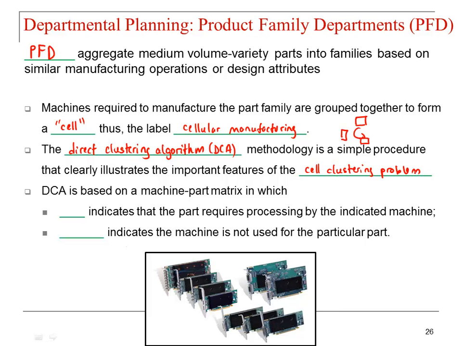This algorithm is based on a machine part matrix in which 1 indicates that the part requires processing by the indicated machine, and a blank indicates the machine is not used for the particular part. And I'm going to stop here, and we're going to start from this next time. We're going to discuss the algorithm. I'm going to show you an example of how to cluster cells within a department using these algorithms.